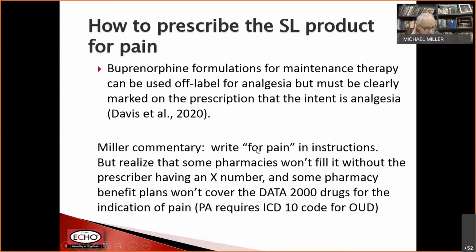If you are writing it for pain, you have to put on your prescription or call the pharmacy, whatever, and say, this is for pain, not for addiction. Now, this whole thing of X numbers looks like it may be short for the world based on the big announcement yesterday from the feds that they're going to stop requiring X numbers for up to 30 patients. And if you didn't see that, Google it. It just came out yesterday. The AMA has a press release that just came out. But at any rate, put for pain on your prescriptions, and it won't count against your census. And they should fill it even if you don't have an X number.